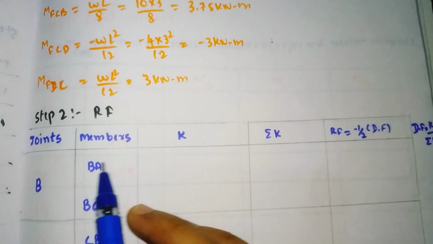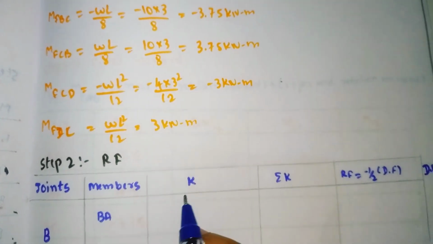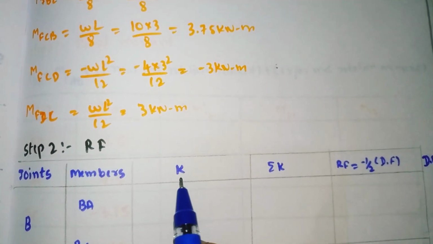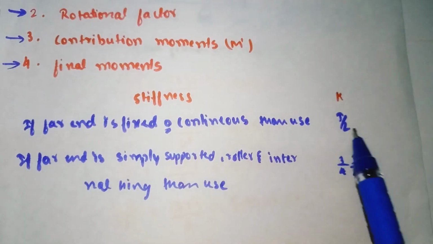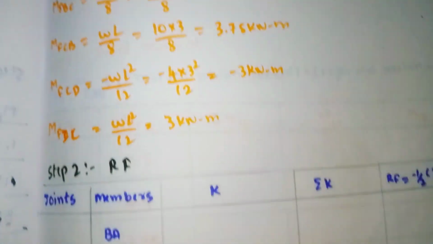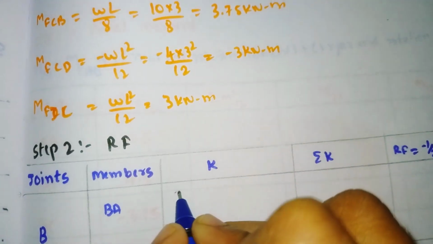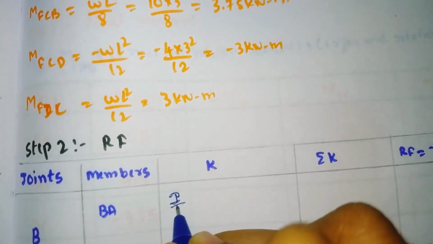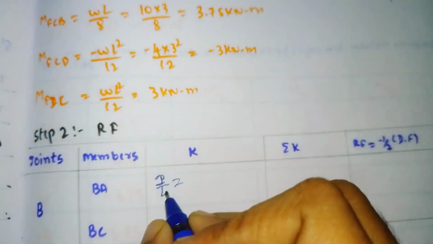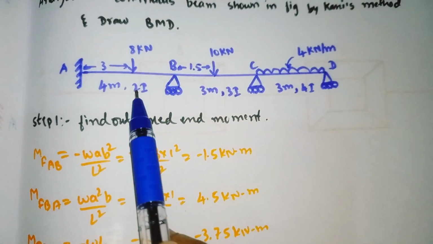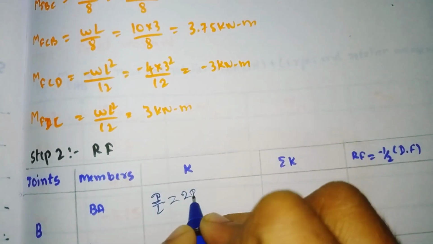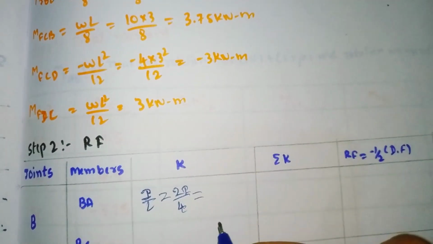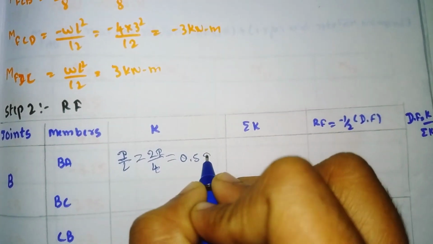Now we'll see, for member BA, we have to find out the stiffness K. For BA, the far end is fixed. So for a fixed end we have the formula I divided by L. We need to put this formula to calculate the stiffness. For member BA, I is 2I and length is 4 meter. By simplifying it will come out as 0.5I.